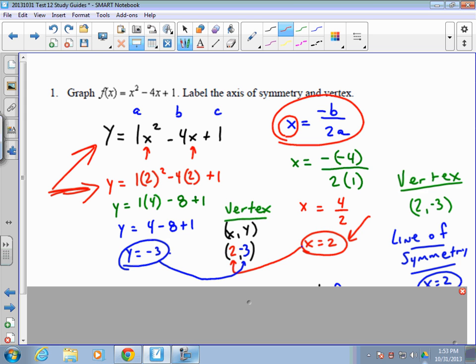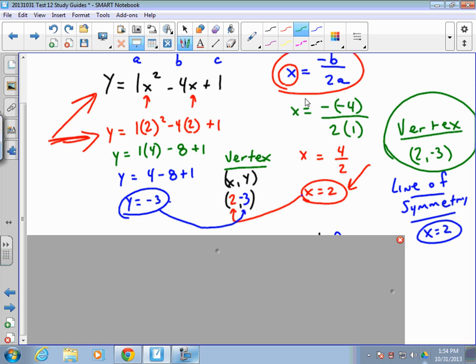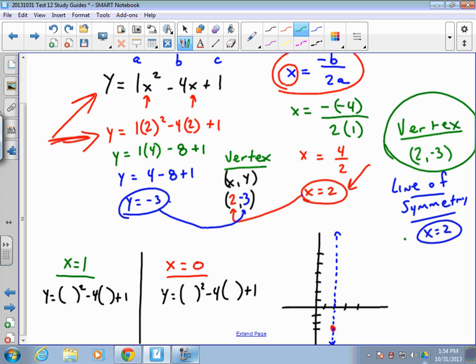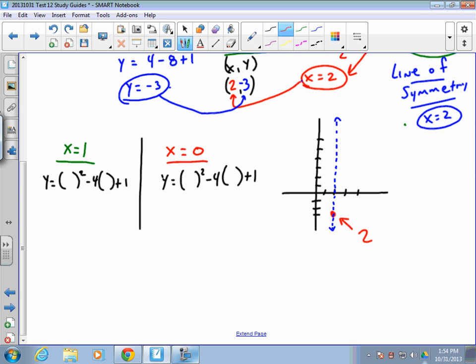So now you have your vertex, x comma y, or 2, negative 3. The line of symmetry is actually even easier to name because you already found the x value, x equals 2. That's your line of symmetry. In order to graph it, you want to start with your vertex. So right here, we start with our vertex. Our point is 2, negative 3. We'll start with that point right there.